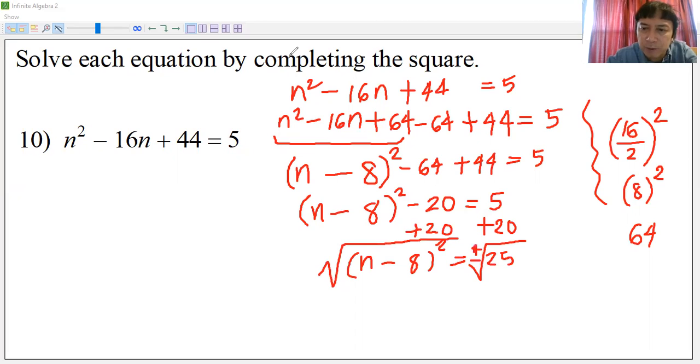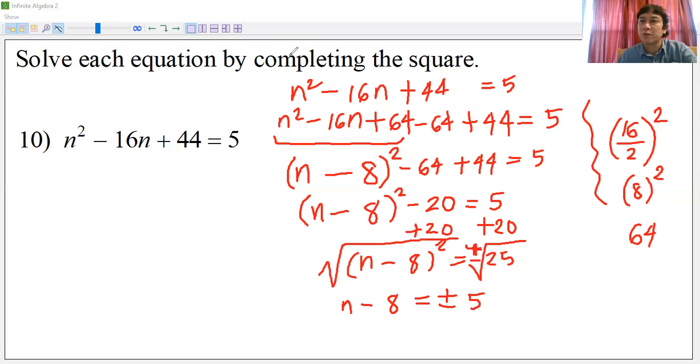A plus and a minus there, okay? Because there will be two answers. The left side is reduced to just n minus 8. The right side is now plus or minus the square root of 25. Happens to be exact, 5 there.